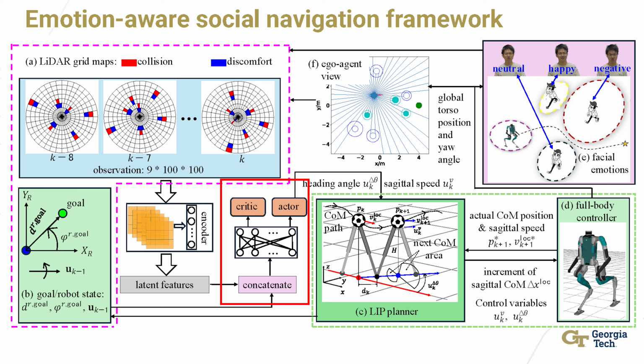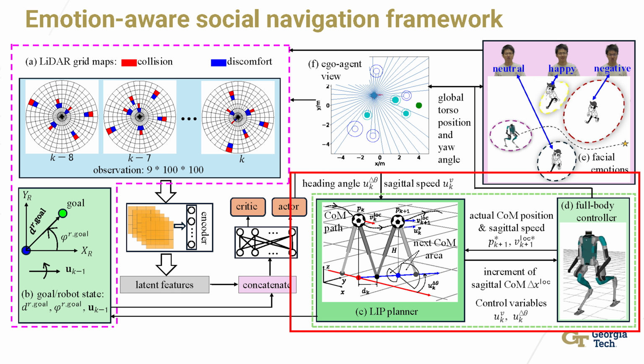The actions include heading angle and sagittal speed, which are regulated from the reduced order model of bipedal robots. Finally, we leverage a planner to obtain foot placements, and a full-body controller to generate joint-level commands. We directly train our policy with the full-body bipedal robot, which can reduce the dynamics gaps for the motion planner only relying on reduced order models.